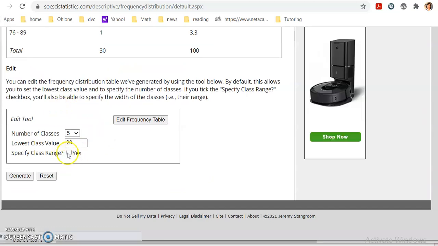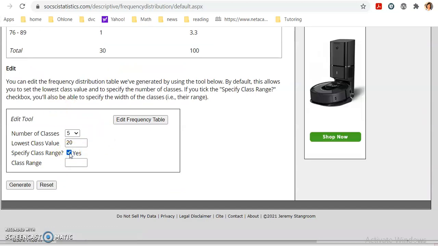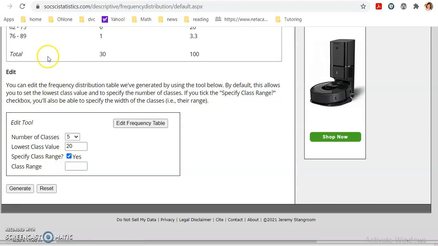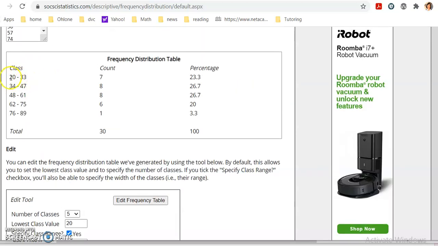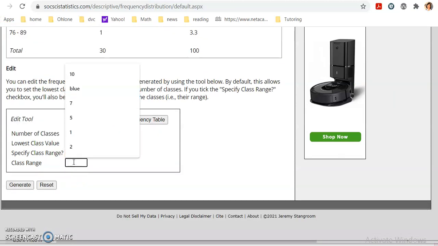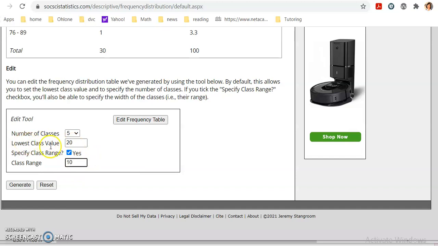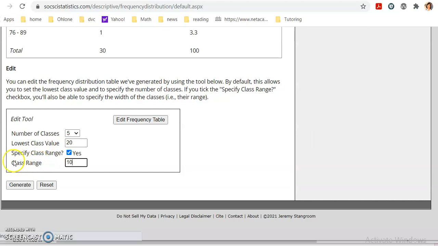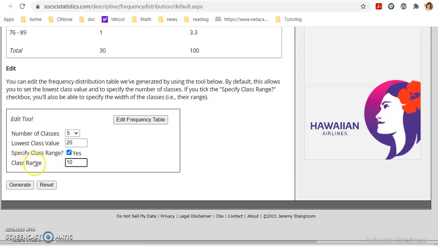We would say specify class range. Okay. And then we say, I don't want this class range of 20 to 33, or I don't want 20 and then jump to 34. I want 20, every jump is 10, right? So I want 10. And then you can also look at your lowest class value. Do you want 20? Yes, we want to start from 20. Now they do not use the word class width. They use class range, but actually they're talking about width. So specify the lowest value, specify range.